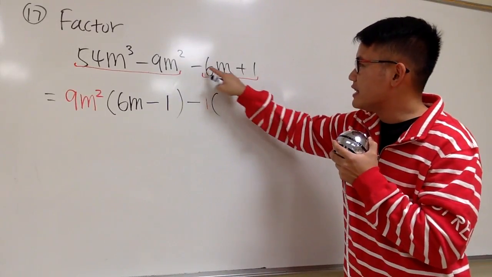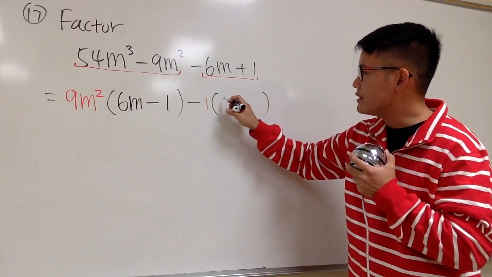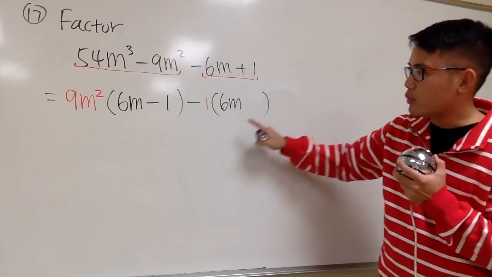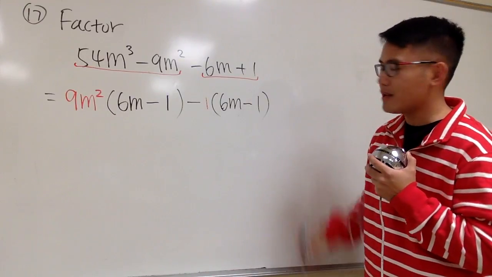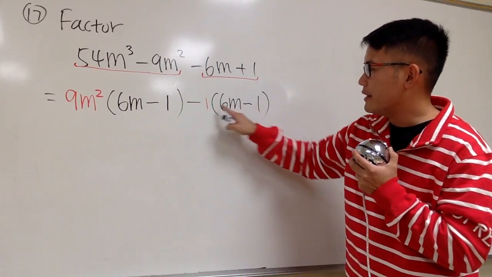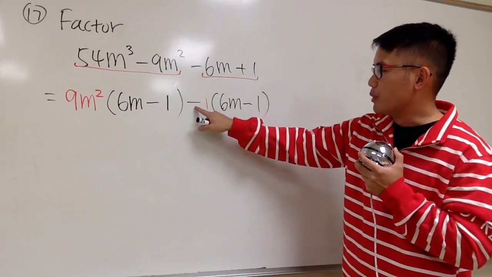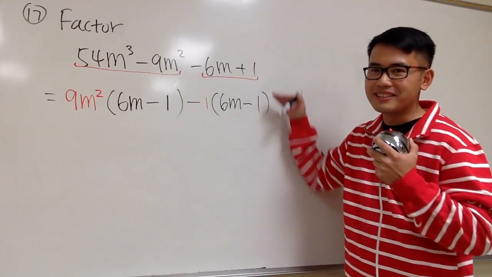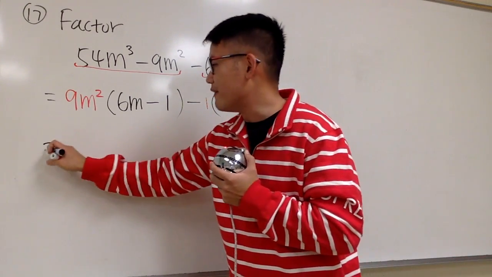Look at this. This is negative 6m earlier, but then we factored out a negative 1. So now this is going to be a positive 6m. And this was a plus 1, but then we factored out a negative 1. Therefore, this right here should be a negative 1. And you can do a quick check. If you multiply in negative 1 into 6m, you see negative 1 times 6m is negative 6m. And multiplying this, negative 1 times negative 1 gives you positive 1. So they are the same. And now, you see this and that are the same. Therefore, we can factor it out.